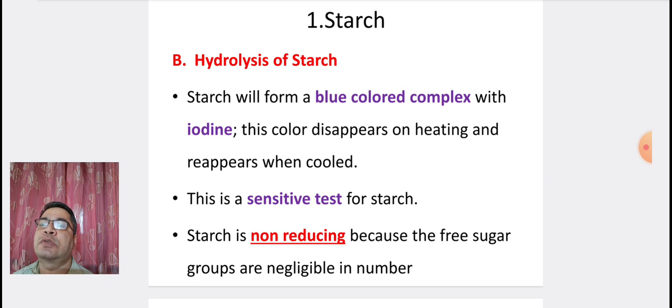Coming to the hydrolysis of starch. Starch forms a blue colored complex with iodine. This color disappears on heating and reappears when cooled. This is a sensitive test for starch. Starch is non-reducing because free sugar groups are negligible in number.